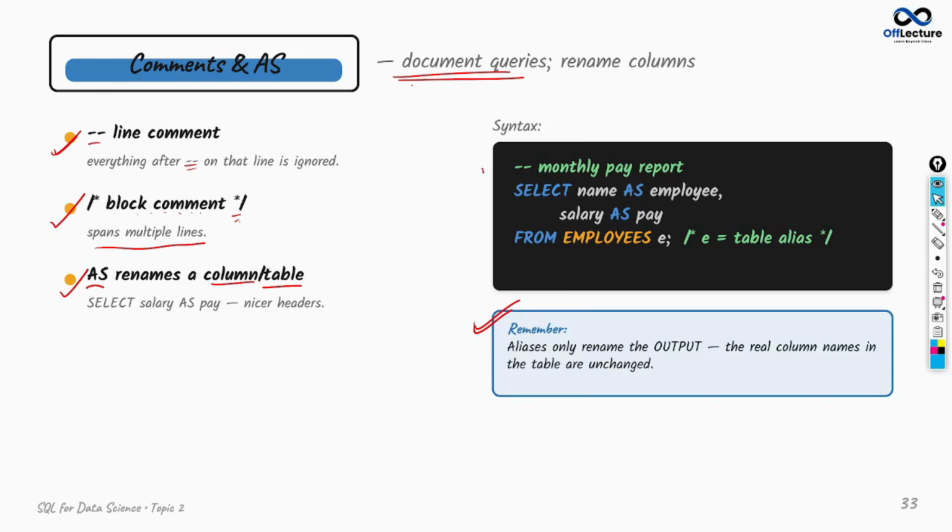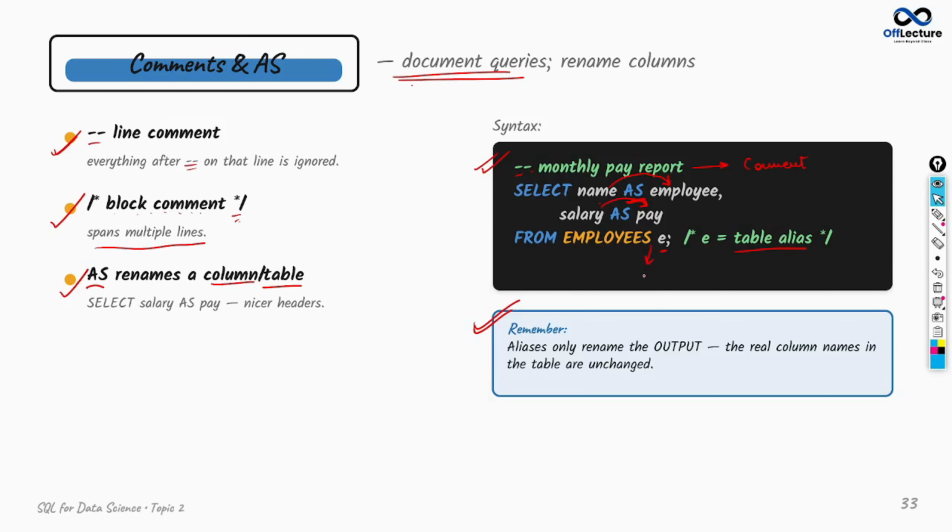So if you see the syntax, we started with two dashes. That is your comment, your single line comment. Then you write select name as employee. So you are using an alias, that is, my name should be renamed to employee, and salary as pay from employees E. And E is also the table alias for the employees table.